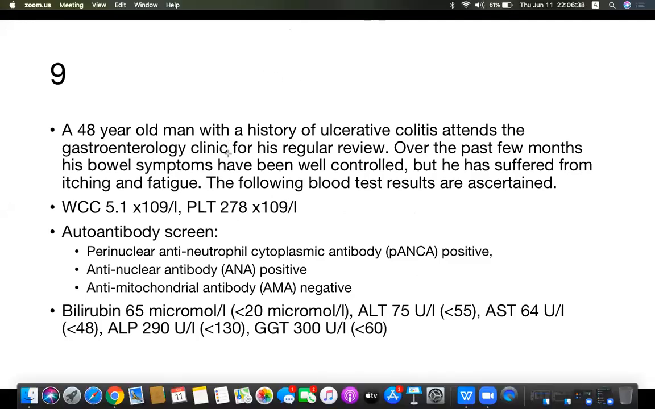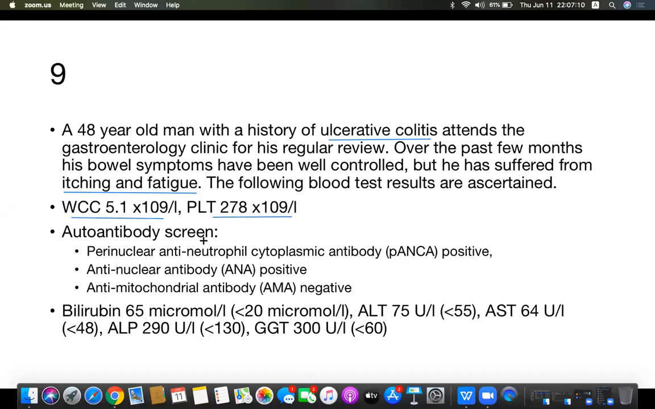Now, let's go back to the case and try to pick the important points. A 48-year-old man with a history of ulcerative colitis, clearly given. He is a patient of ulcerative colitis. He attends the gastroenterology clinic for his regular review. Over the past few months, his bowel symptoms have been well controlled, but he has suffered from itching and fatigue, two other important problems. And the following blood test results are ascertained.